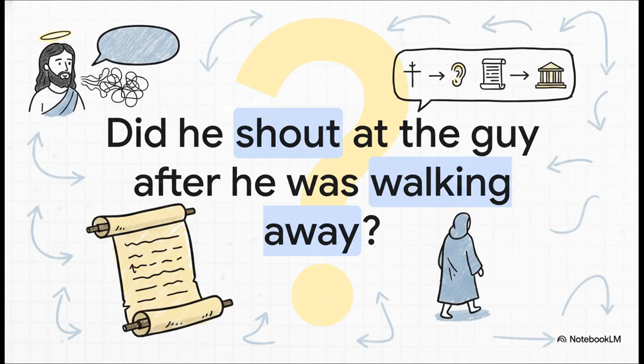Or check out this scenario from Mark chapter 1. Jesus heals a leper, and the text says he sternly warned him, immediately sent him away, and then gave him detailed instructions on what to tell the priest. Just picture that for a second. Ask yourself, did Jesus seriously shout these highly detailed instructions at the guy's back while he was already walking away? Well, no, probably not. But a literal sequential reading creates exactly that confusing mental image.